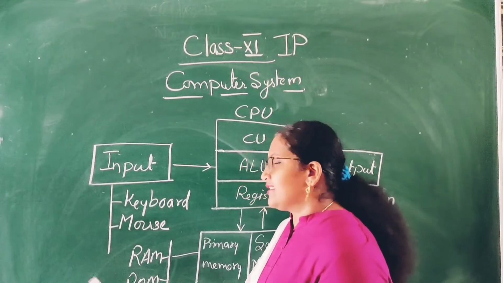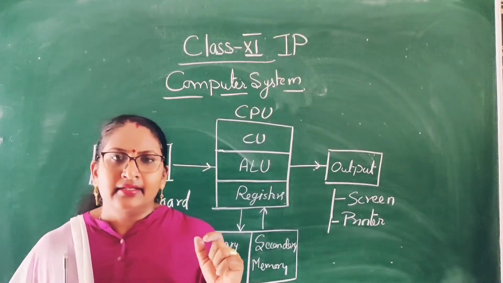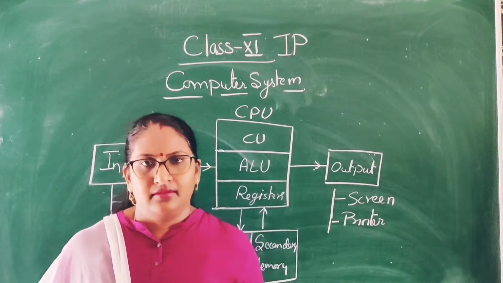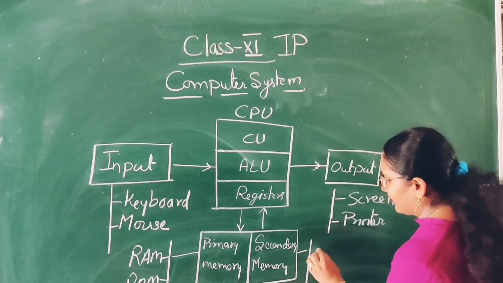Cache memory is a type of RAM. It is a temporary memory, and the speed of the cache memory is very fast. Next is secondary memory. In secondary memory, you have the hard disk.